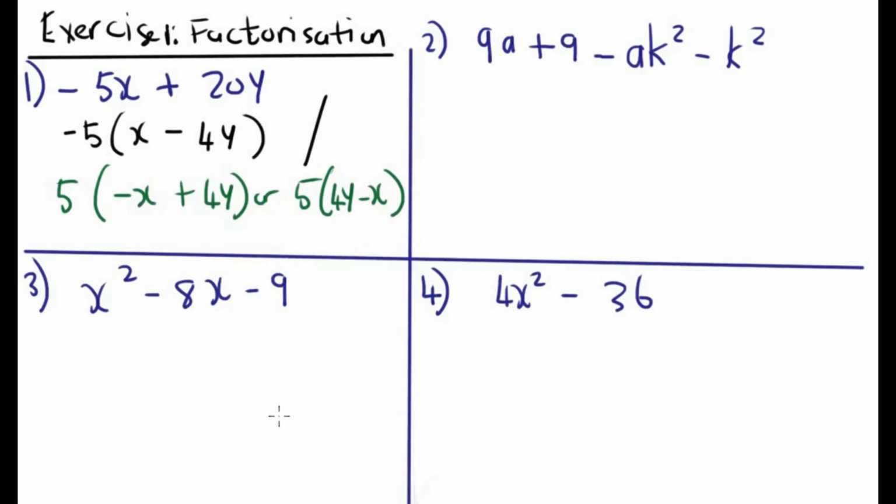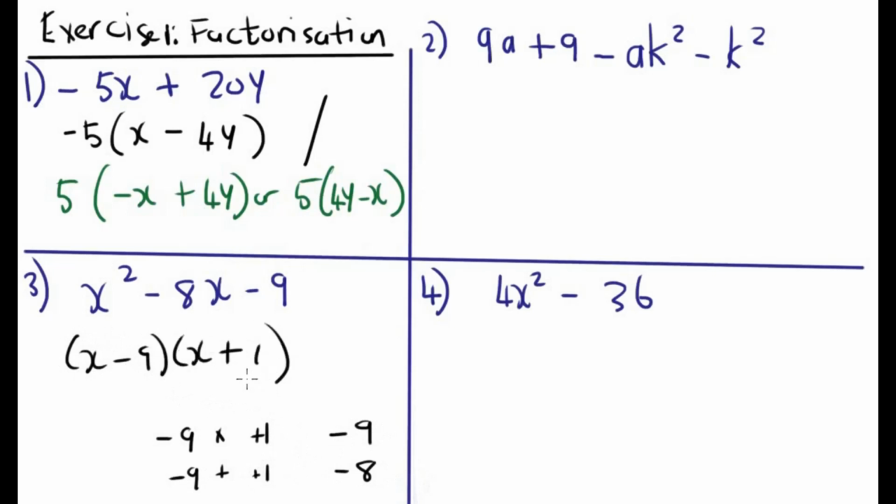Over here by number 3, remember we said you've got to look at C. So C is negative 9, B is negative 8, so it's 9 and 1. In this case the 9 needs to be negative and the 1 must be positive, because negative 9 times positive 1 gives you negative 9, but when you add it up it gives you negative 8. So in this case my answer is going to be x minus 9, x plus 1.